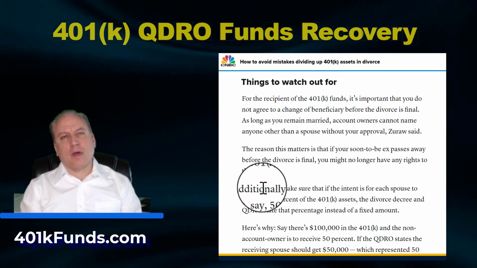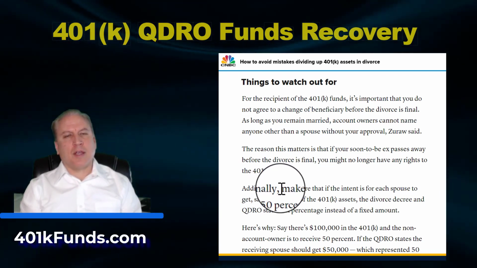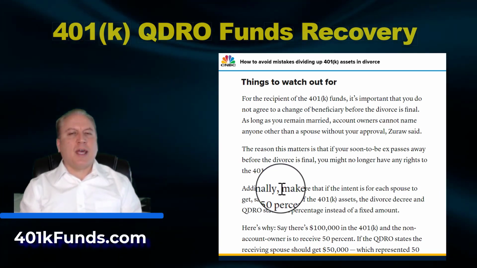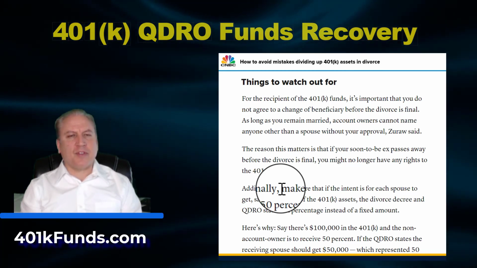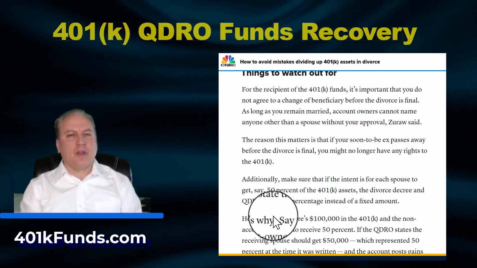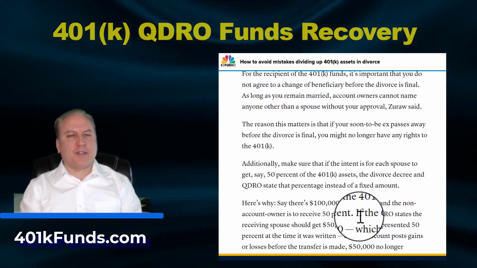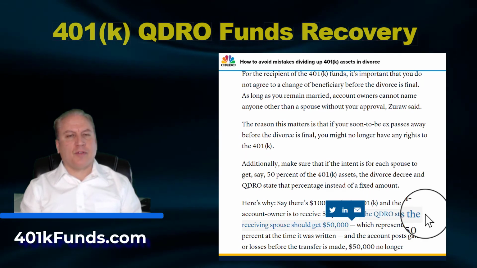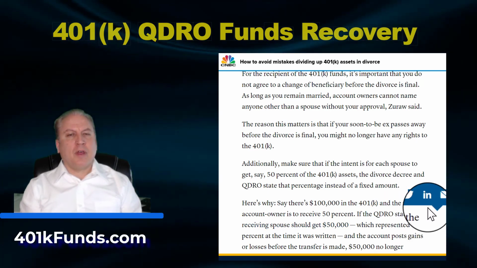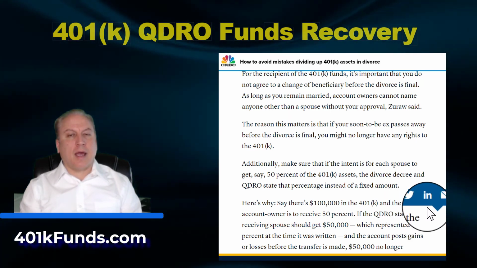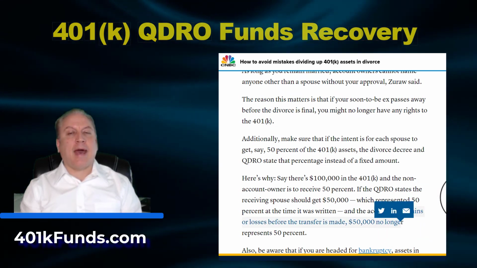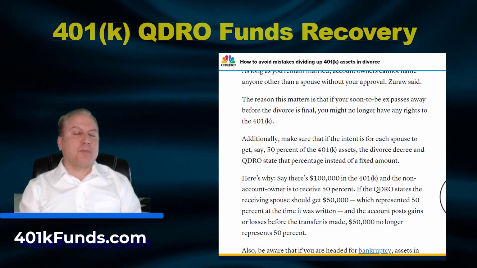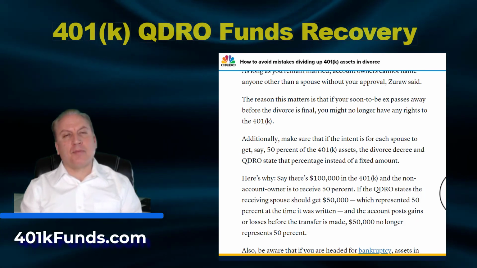The other common oversight is to make sure that the percentage is specified rather than the amount. Let's say the QDRO states that the receiving spouse gets $50,000. Well, what happens if the account has gains? If stocks go up, $50,000 might not be half of the value anymore. So putting a percent rather than the dollar amount sometimes is an advantage.